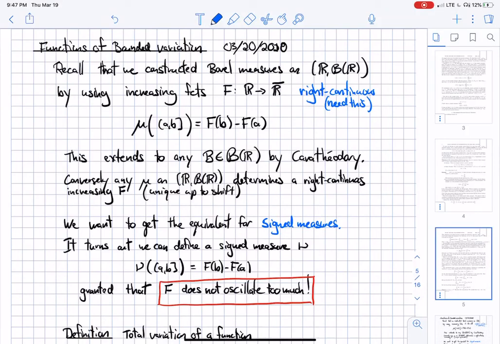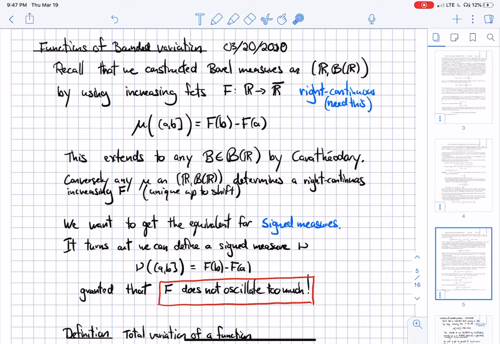Okay, so today we're gonna look at the functions of bounded variation. The goal here is to do the equivalent of what we did for positive measure, that is, to construct a Borel measure on R. So remember that for positive measure, we would take an increasing function that is right continuous.